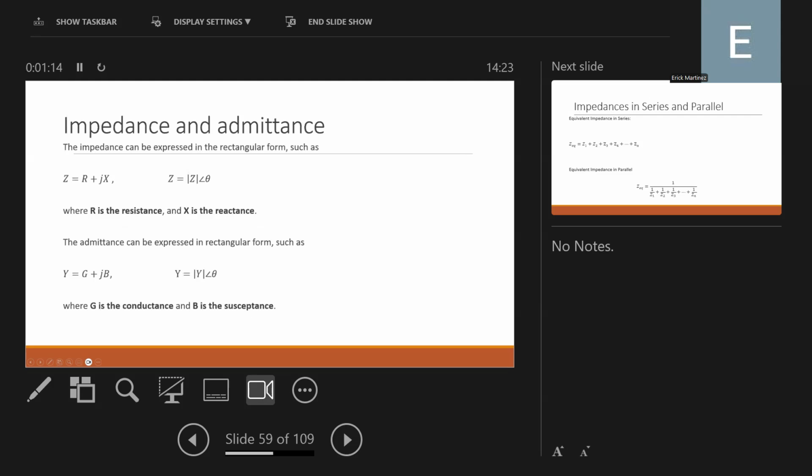And the impedance is essentially a complex number. The impedance can have a real part and an imaginary part. The real part is called the resistance, and the imaginary part is called the reactance. For the case of the admittance, you also have a real and an imaginary part, where the real part is called the conductance, and the imaginary part is called the susceptance. You can express impedances and admittances either in rectangular or polar form, because they are essentially complex numbers.